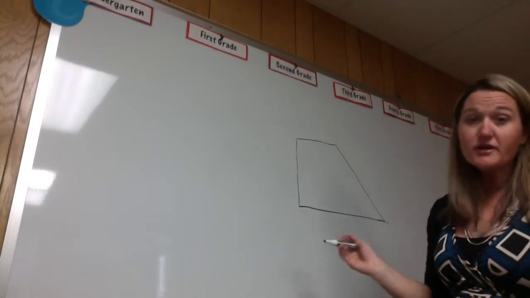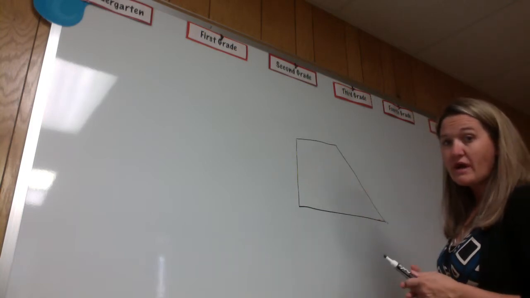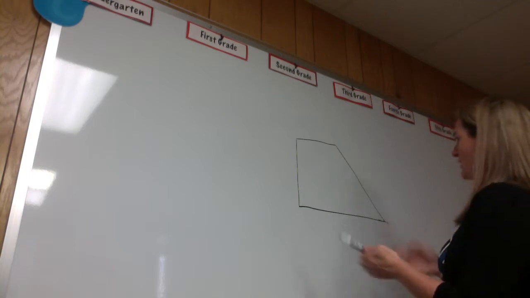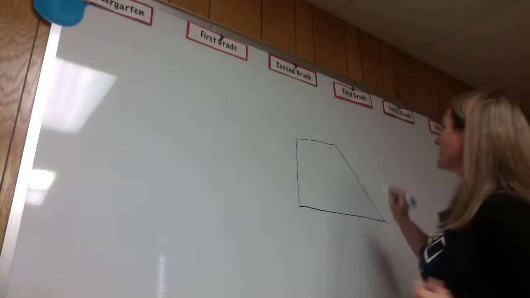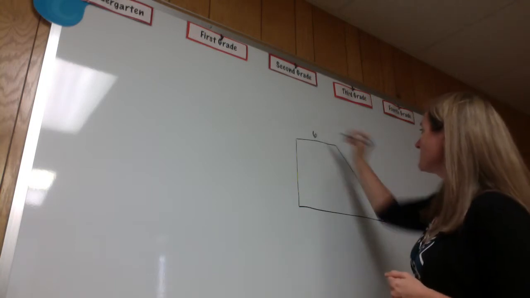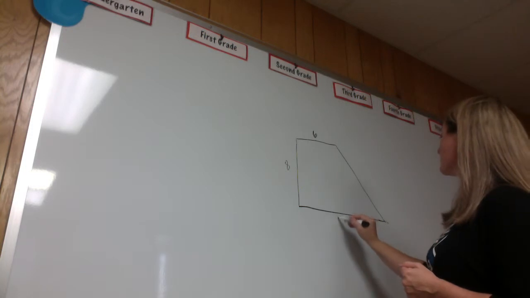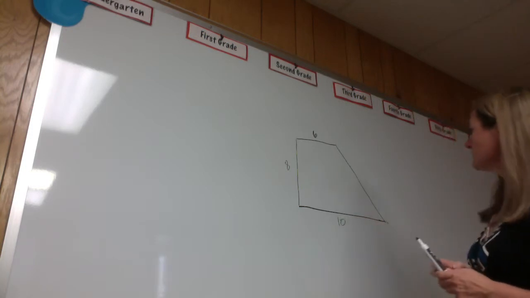Now, believe it or not, there actually is a formula for this trapezoid, but we're not going to learn that right now. So we just have to look at it for what it is. Okay, so we've got a trapezoid. Let me put down some measurements here. That's 6. This is 8. This is 10.